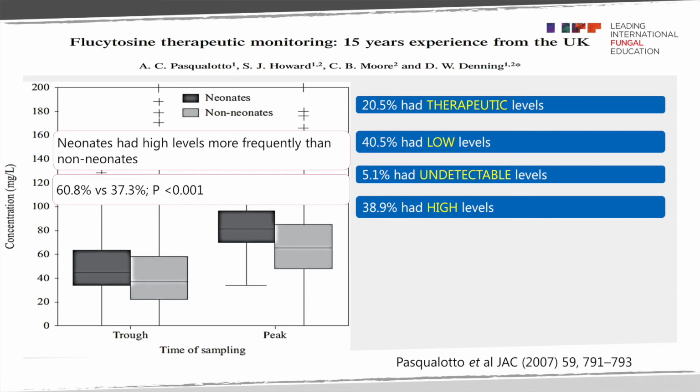A previous study had been published to describe clinical experience from the use of flucytosine in a large hospital in the UK, and it showed that about 40% of the patients had low levels of flucytosine, and about 40% also had high levels of flucytosine, and only about 20% had their flucytosine levels within the therapeutic range. And that tells you the implication of routine monitoring of flucytosine blood levels in detecting who is at risk of adverse events and who is at risk of acquiring resistance to this agent.